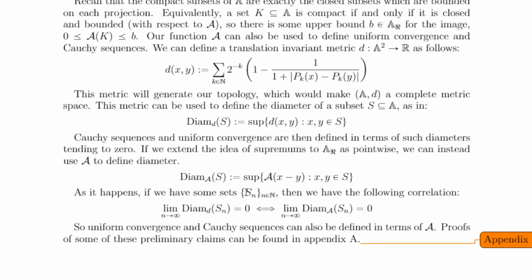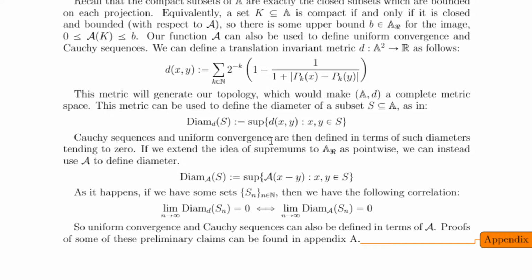Uniform convergence is also defined in terms of diameters tending to 0, except instead of having a sequence, it's a whole function. You have a series of functions, and you want to figure out if those uniformly converge. So what's the largest distance between all of these terms? As it turns out, instead of using the d function to define a diameter, we can also use the a function to define a diameter. It'll be a little different.